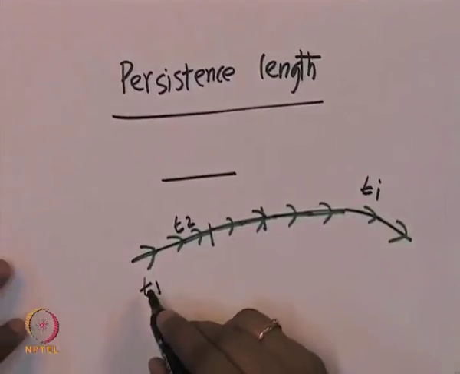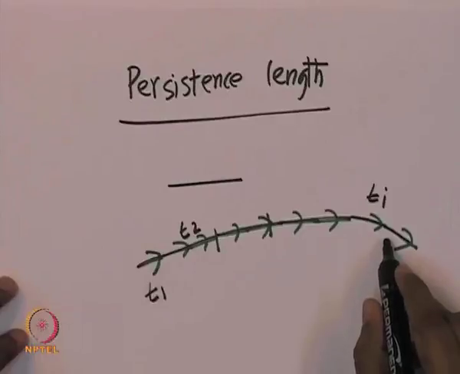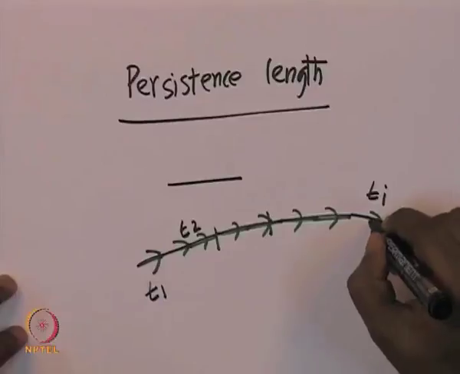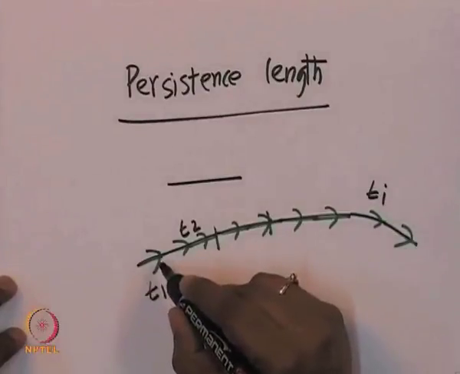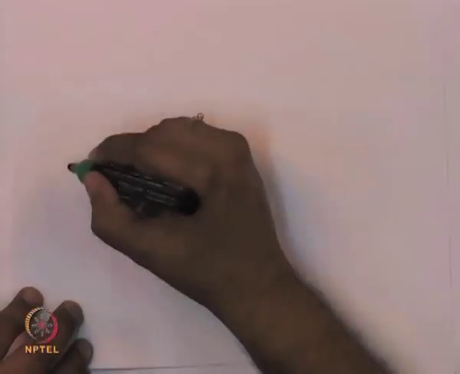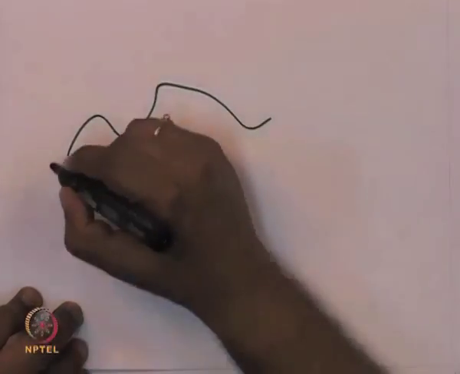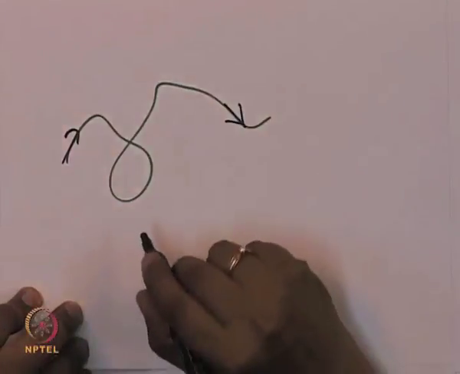So, this and this are not in the same direction. They have started, this tangent is in this direction, this tangent is in this direction. Now, if you think of a completely bent DNA, think of this conformation. Here the tangent is in this direction, here the tangent is in this direction.